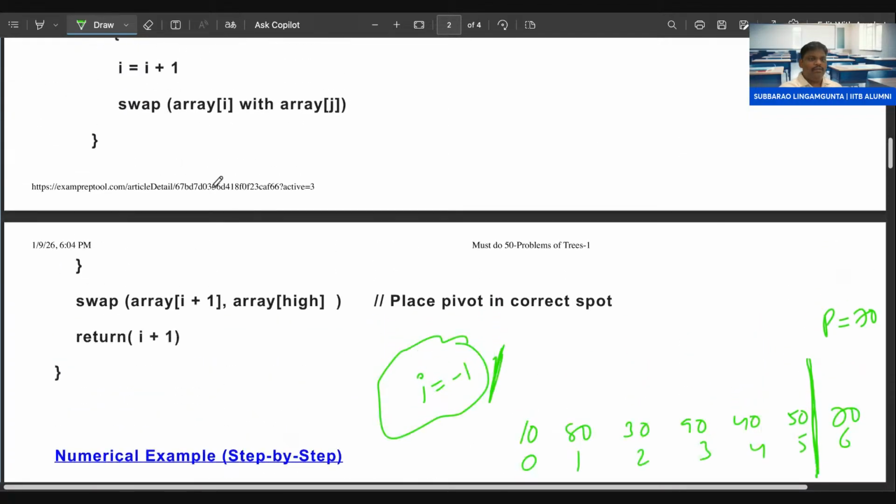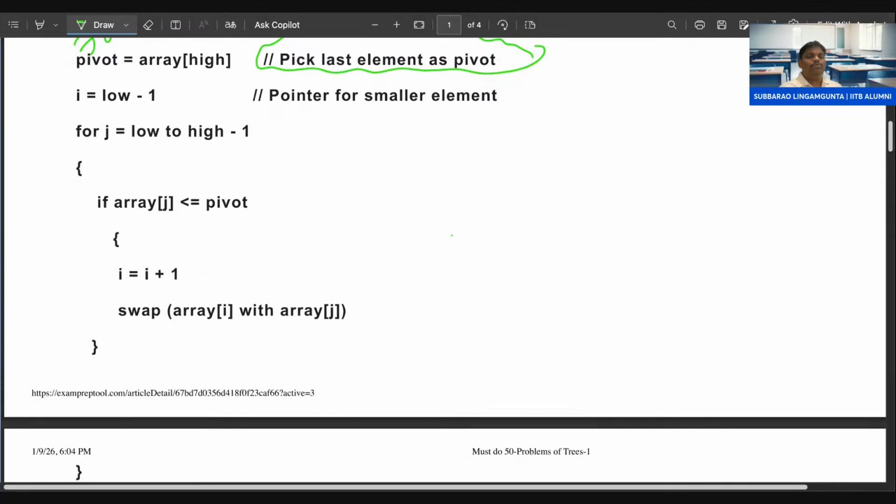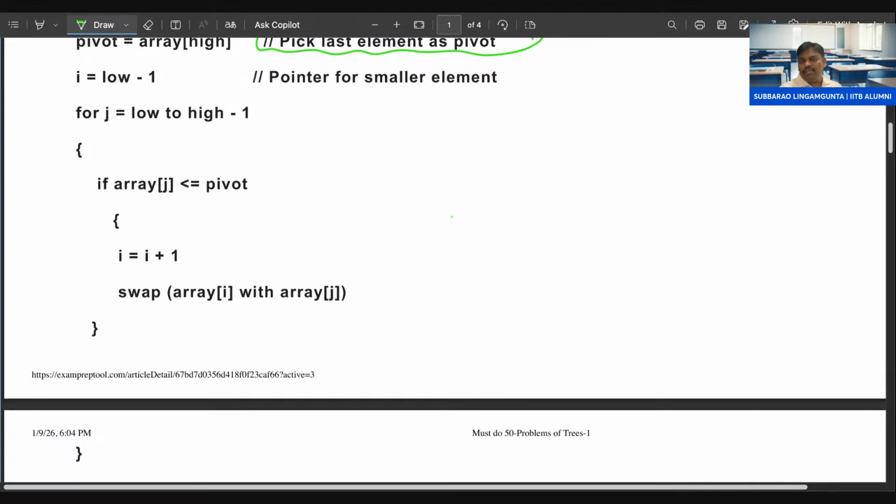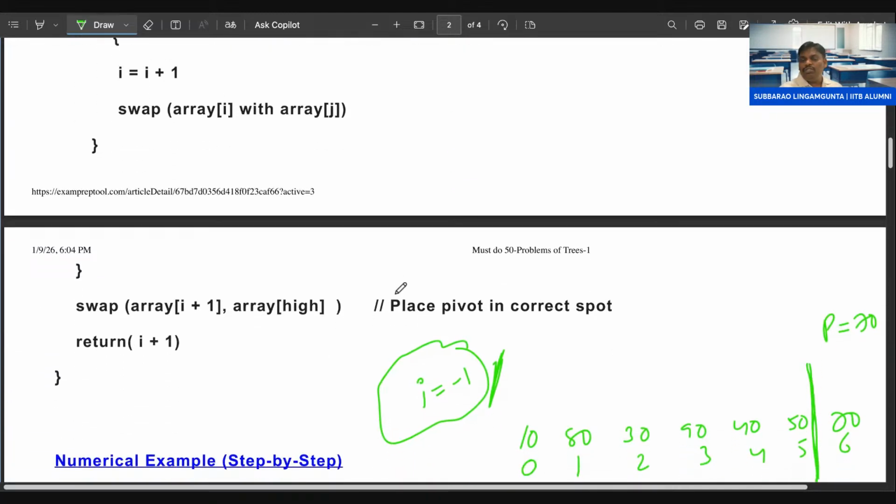See the story, what happened. Everyone observe: I is equal to low minus 1, so I becomes -1. J runs from low to high minus 1. High is 6, so 6 minus 1 is 5, so 0 to 5. The J loop is going on. See this one, array of J. J is 0 initially, so A of 0.